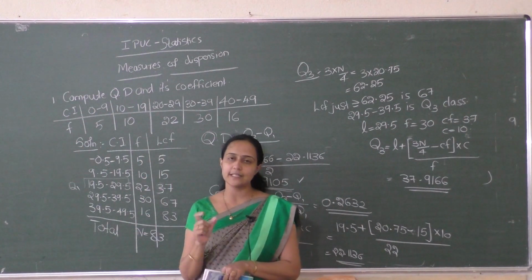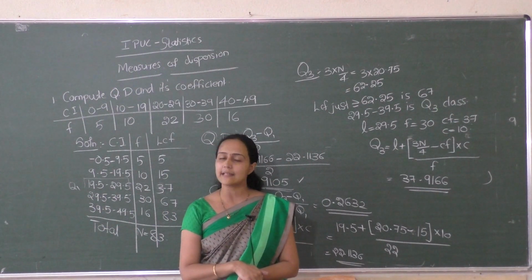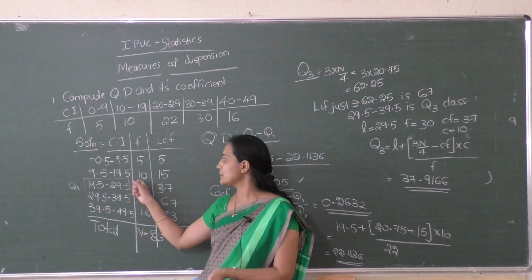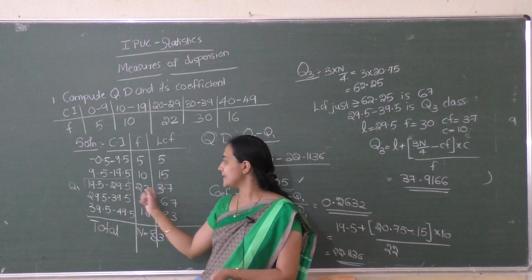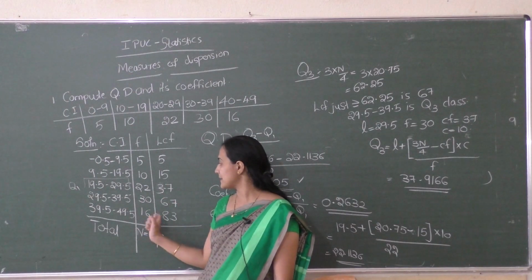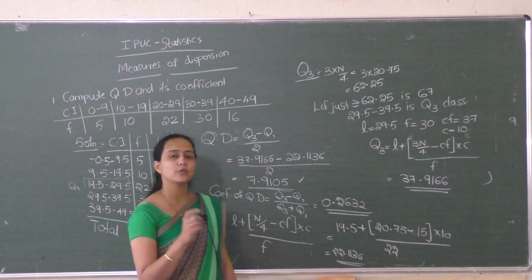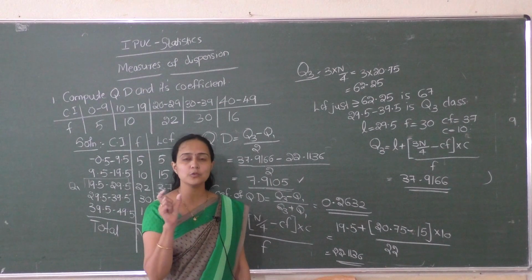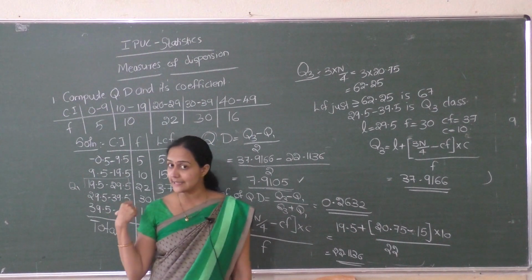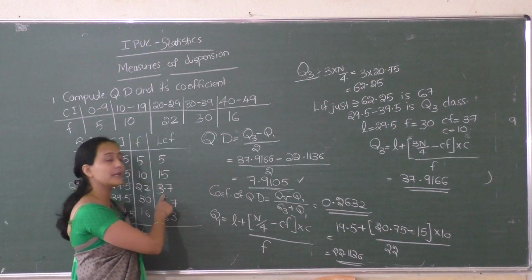To find the quartiles Q1 and Q3, first we must find the less than cumulative frequencies. Add up the frequencies. First one 5 itself. Next 5 plus 10, 15. 15 plus 22, 37. 37 plus 30, 67. 67 plus 16, 83. So total frequency is 83. First we have to find Q1. Q1 is 1 into n by 4. You have to see which observation comes. So 1 into n by 4, n is 83. 83 divided by 4, we will get 22 point something, just greater cumulative frequency.